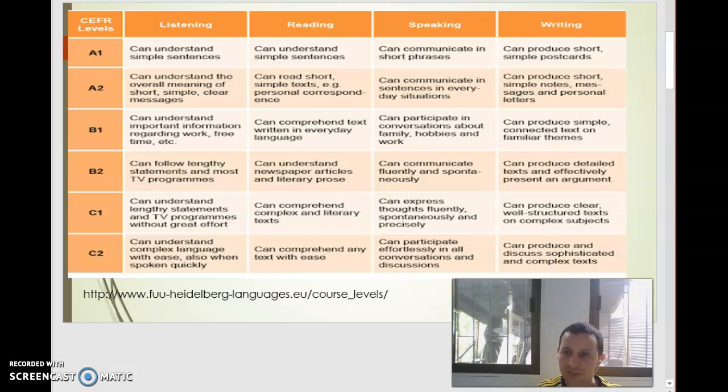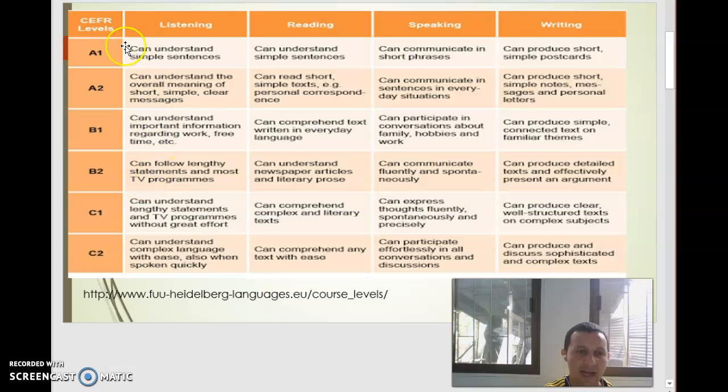Now, the Common European Framework is divided in six different levels: A1, A2, B1, B2, C1, and C2. Now, A1 is a very basic level. B1 and B2 are intermediate levels. C1 and C2 are advanced levels.